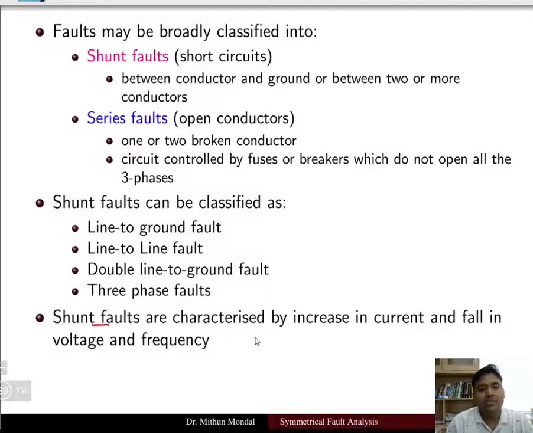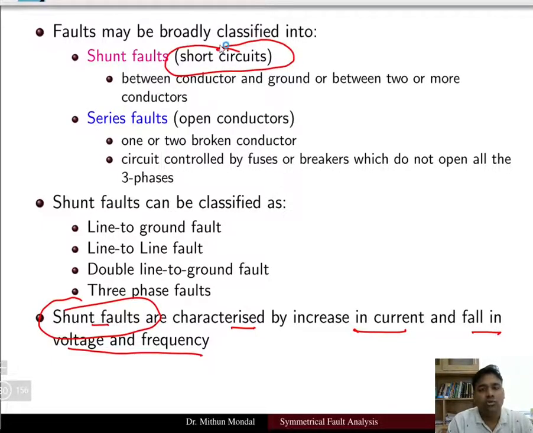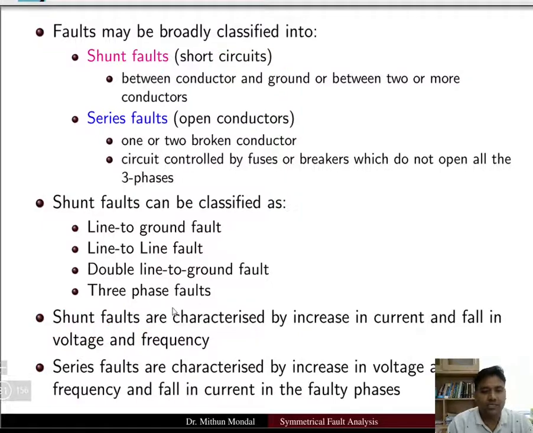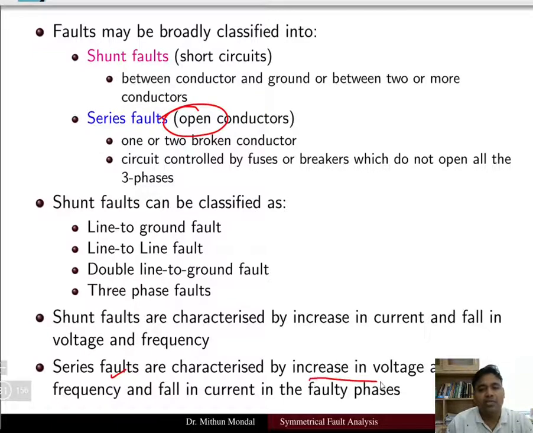Shunt faults are basically characterized by increase in current and fall in voltage and frequency. Since shunt faults are basically the short circuit conditions, in short circuit conditions you will always have increase in current and fall in voltage and frequency. Series faults, on the other hand, since it is an open circuit condition, will be characterized by increase in voltage and frequency and fall in current in the faulty phase alone.